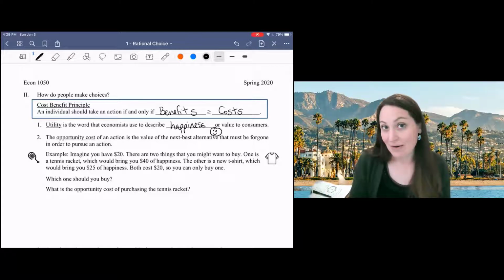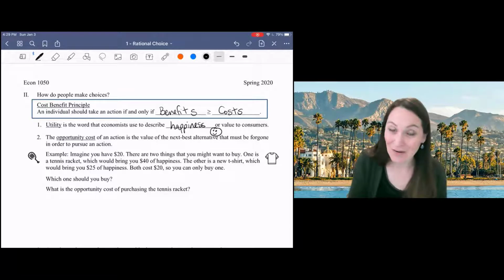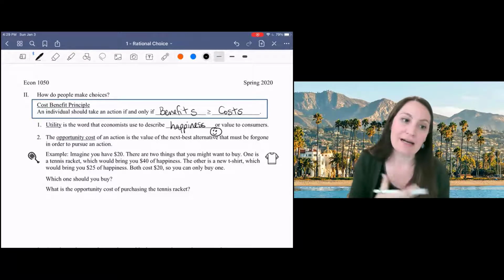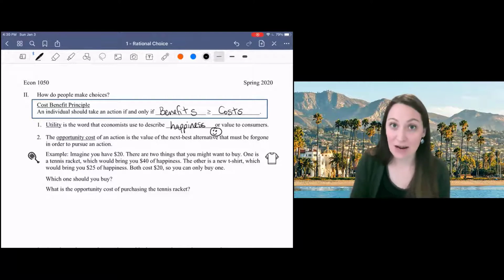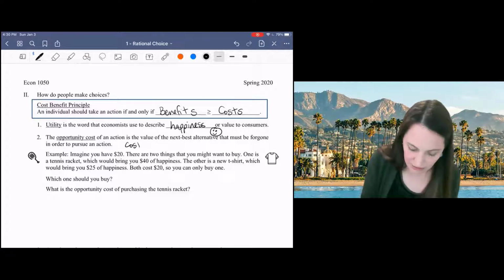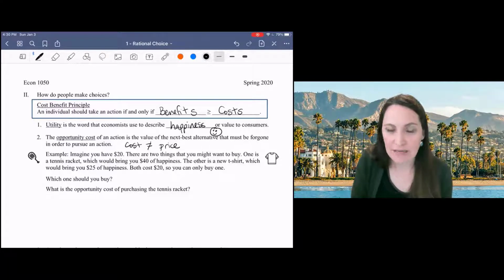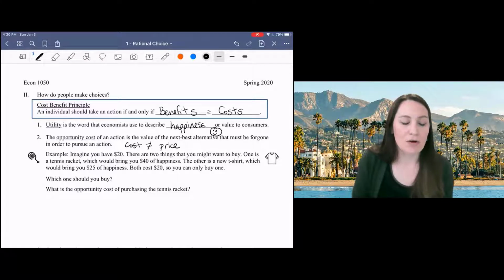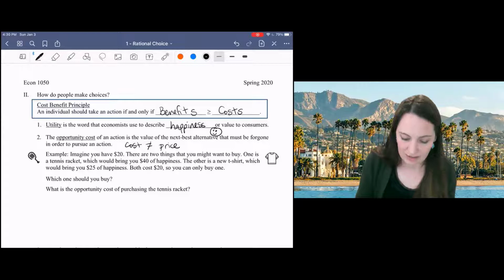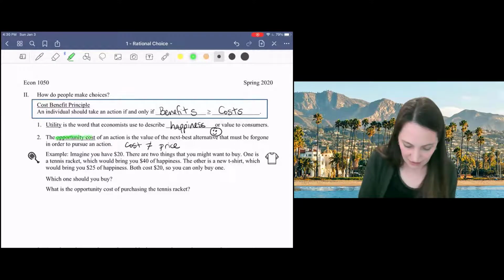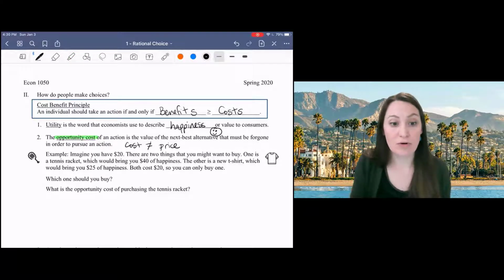And normally, if I walked up to you on the street and I said, how much does an apple cost? You would tell me the price. But in economics, the cost and the price are two very different concepts. So cost is not equal to price, because the true cost of something is what you have to give up in order to obtain it. So we think of the cost in economics as the opportunity cost of an action, what you have to give up in order to take that action. And that can be quite different from the price.